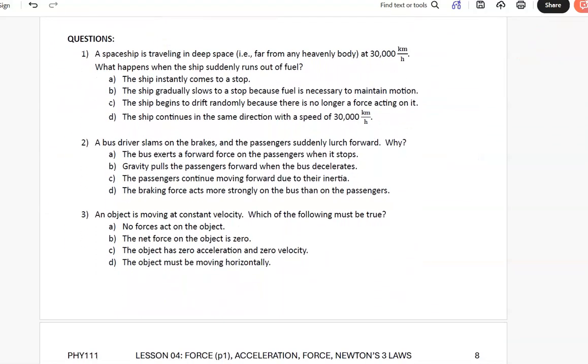So here are a couple of questions that relate to Newton's first law. A spaceship is traveling in deep space. In other words, it's far from any planet or moon or star that has gravity. And the spaceship is moving at 30,000 kilometers per hour. It's pretty fast. What's happening when the ship suddenly runs out of fuel? So the ship is traveling 30,000 kilometers per hour, roughly 20,000 miles per hour. It runs out of fuel.